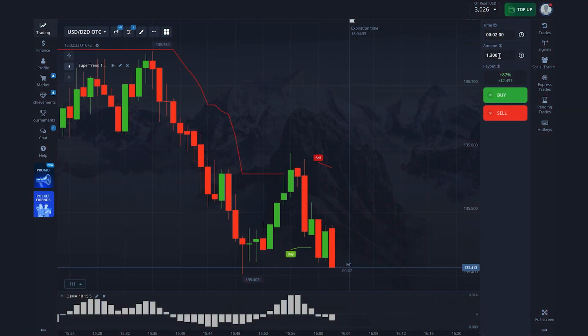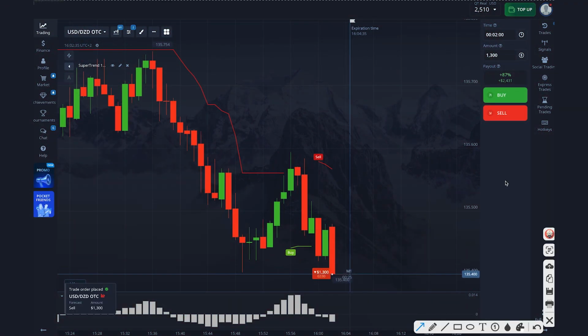The final moment of the day is interesting. The timer is 2 minutes. I open a trade for sale for $1,300. After a small corrective rise, the asset loses momentum. The upward movement weakens, and the candlesticks become shorter and less expressive. This clearly indicates that buyers could not keep the initiative, and the market is gradually returning to sellers' control.